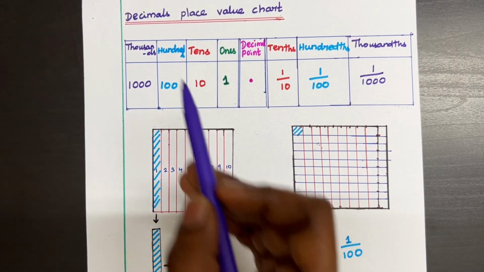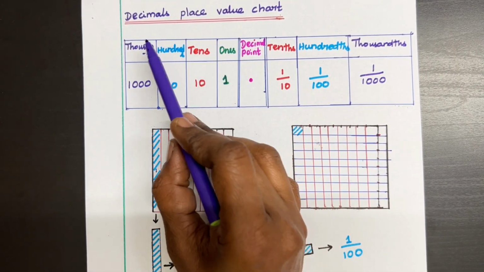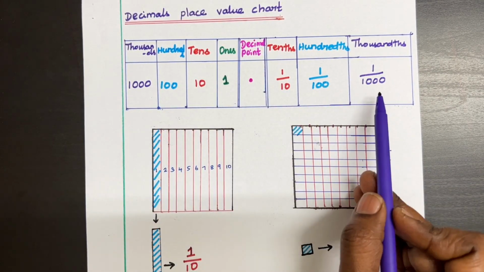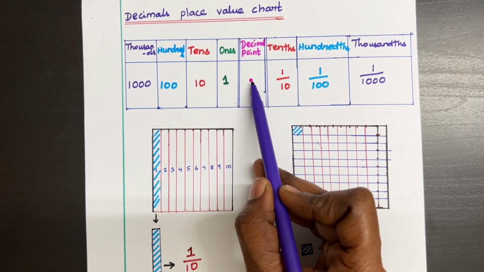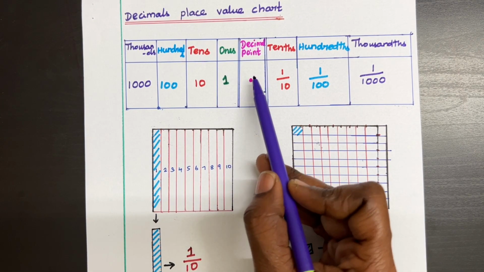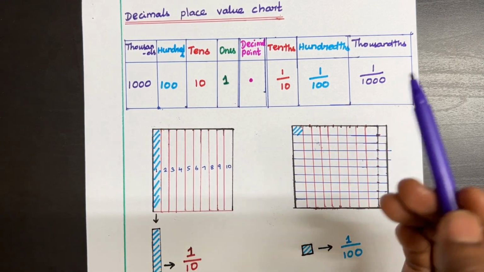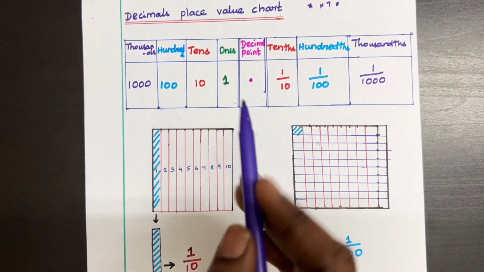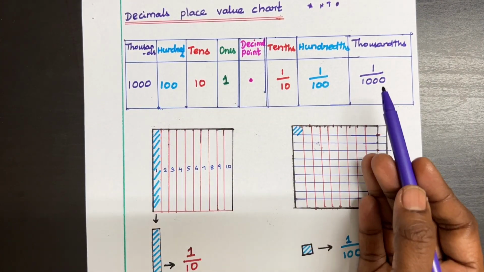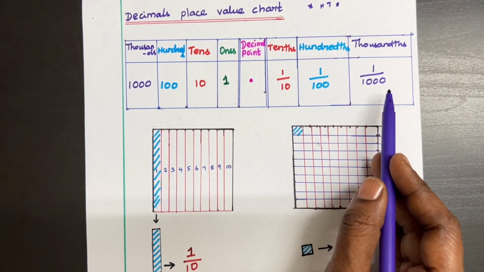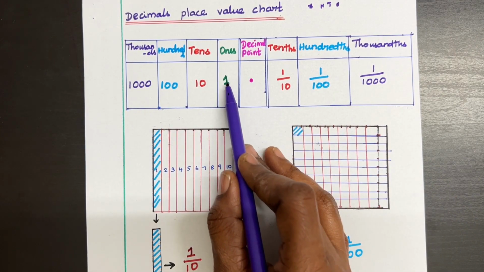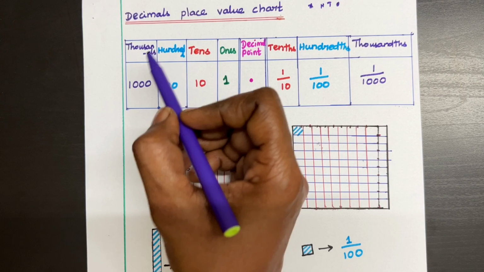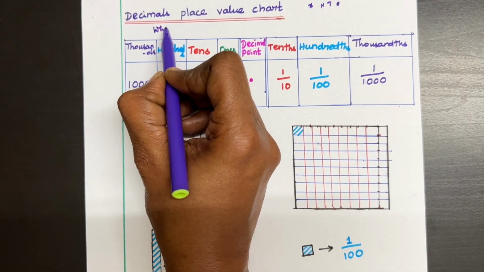We need to know how we are using decimals. For that, we should understand the decimal place value chart. See here, this is the decimal place value chart. In a decimal number, we always have a decimal point. On the left hand side, for whole numbers, we have ones, tens, hundreds, thousands, like that it will go. Similarly, in the decimal number, we have two parts, so we have two different types of places. On the left hand side, ones, tens, hundreds and thousands are all whole number parts.